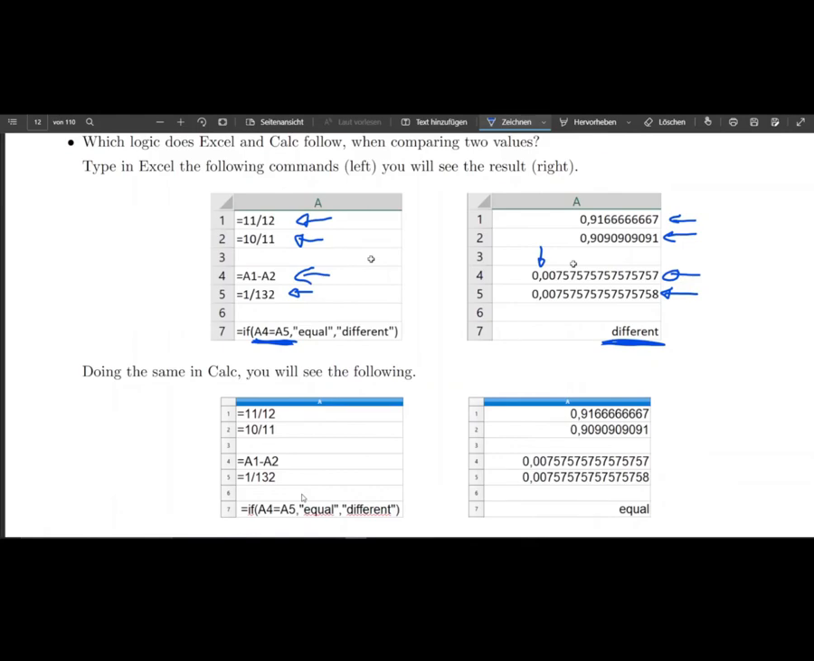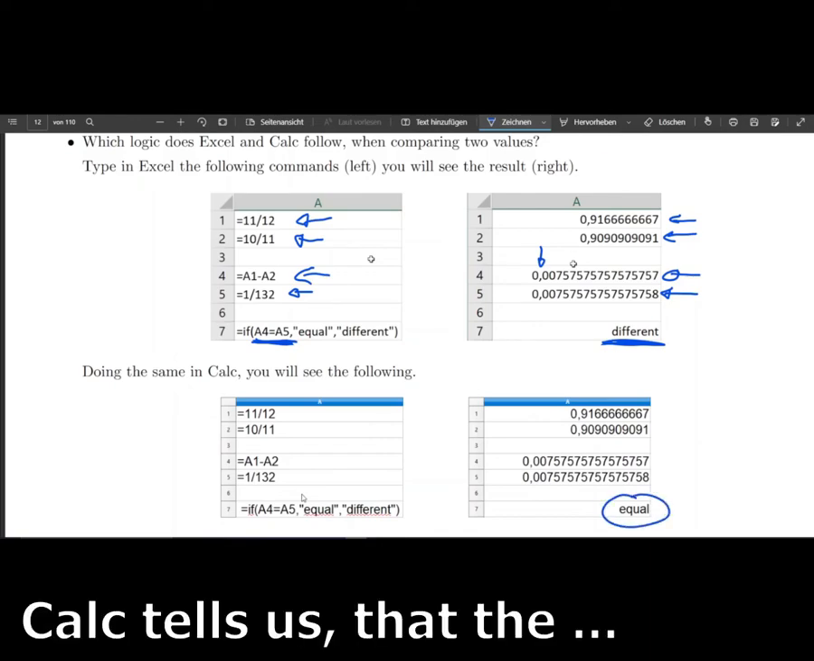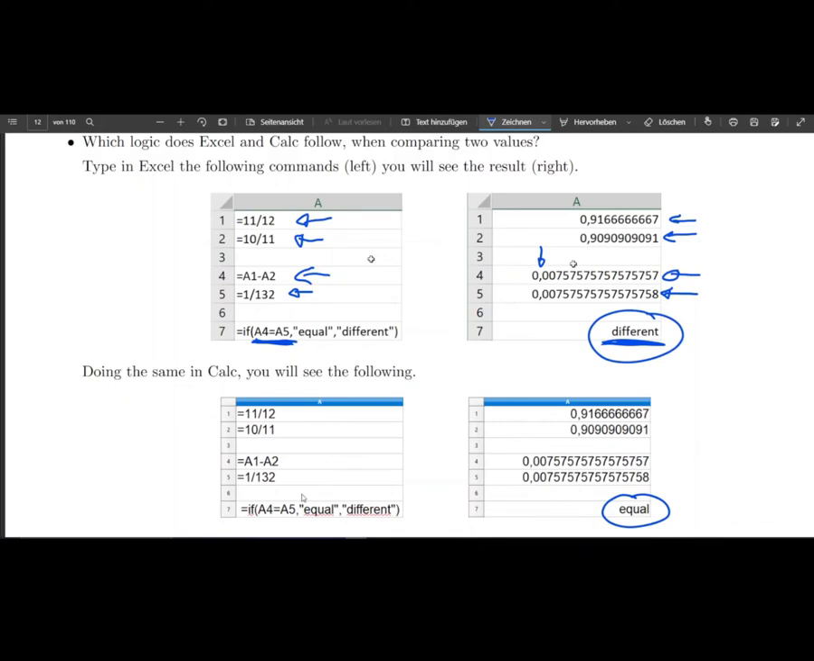I expected that they would behave in the same way, but that is not true. Calc tells us that the two values are equal. Is it true that they are equal? Yes and no, it depends on the point of view. The subtraction is indeed 1 divided by 132, but doing that with floating point numbers, as every program does, it's not equal, and then the comparison should give "different". So that's very, very interesting.